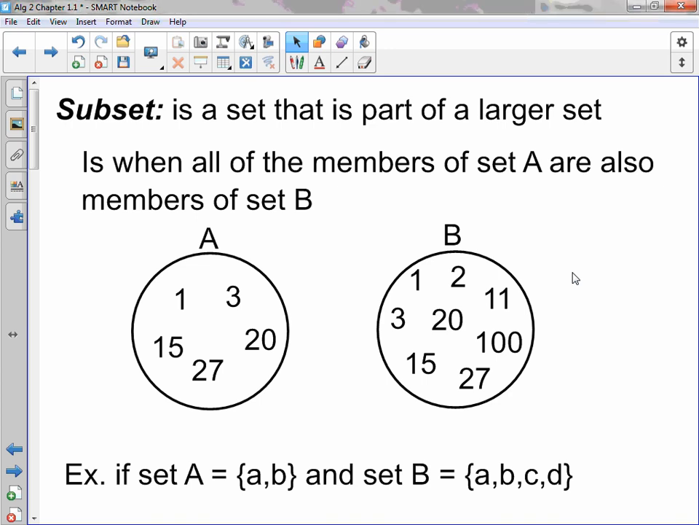The main definition of a subset is that everything in the subset is contained in the whole. So it's when all members of set A are also members of set B. So A is 1, 3, 15, 27, 20, and B is 1, 3, 15, 27, and 20. So everything in A is also in B, yes? So set A is a subset of B. Is B a subset of A? Why not? Right, everything in B is not contained in A. And that's what a subset is. That's all a subset is. Okay?